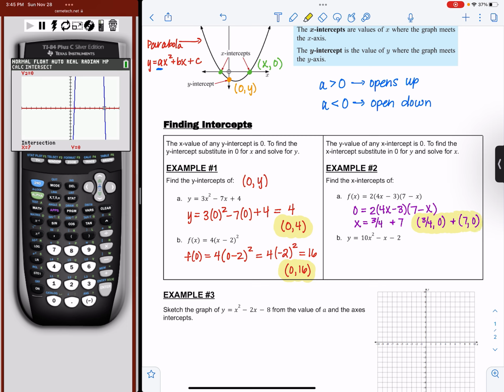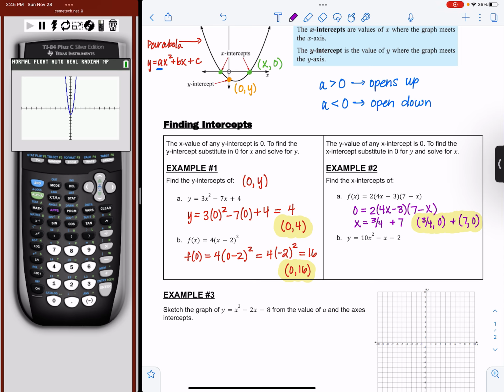Another way that you can do it, instead of putting the left side of the equation in y1 and the right side in y2, is to do part B the other way. Part B says y is equal to 10x squared minus x minus 2. If we enter that, we can see where the graph touches the x-axis.